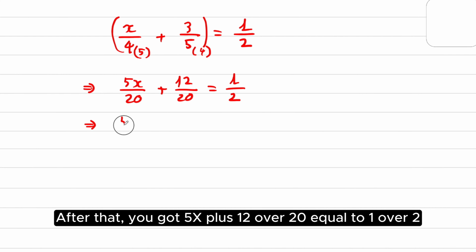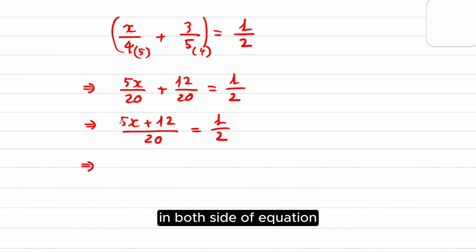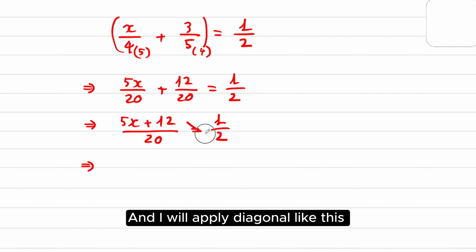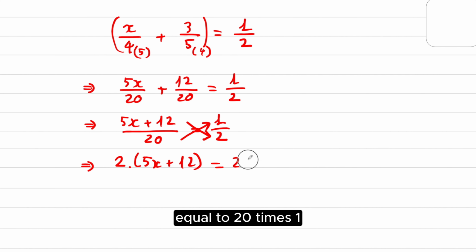And after that you got (5x + 12)/20 = 1/2. So after this step, you have two fractions on both sides of the equation, and I will apply the diagonal like this. So for this diagonal, you got 2 times (5x + 12) equal to 20 times 1.